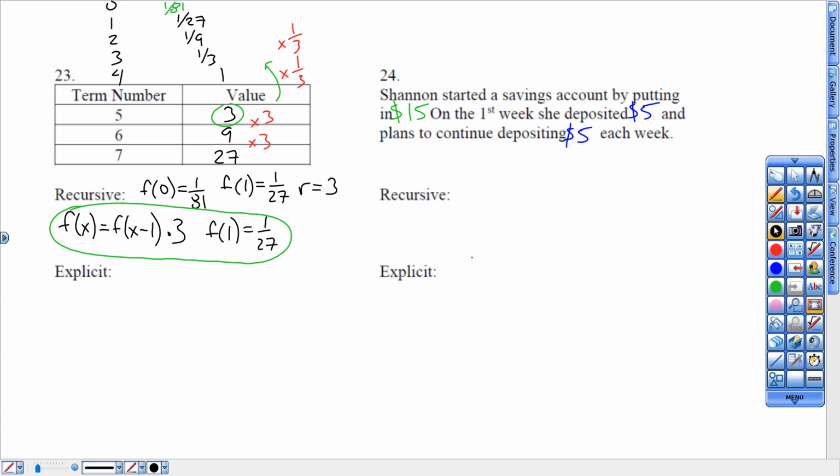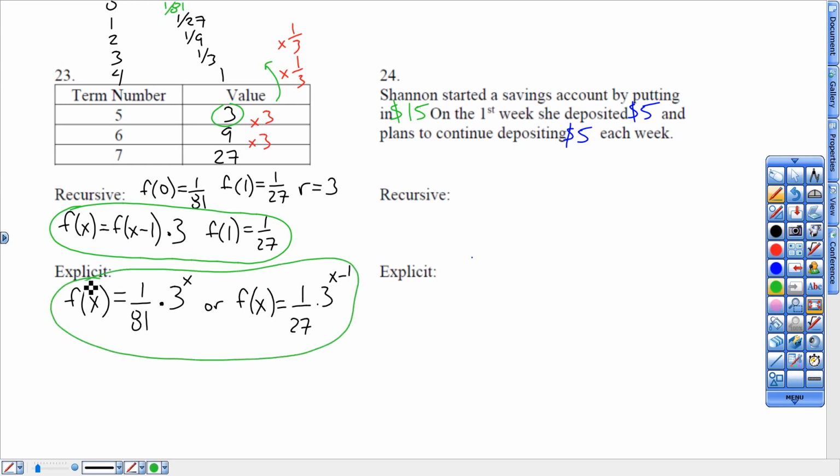All right. For geometric, here we go. For explicit, I could either use that first term, 1/81, times 3 to the x, or I could shift over 1 to the right and use that first term, 1/27, times 3 to the x minus 1. Let's just double check my work. So fifth term 3, fourth term 1, third term 1/3, second term 1/9, first term 1/27, 0 term 1/81. Looks pretty good.